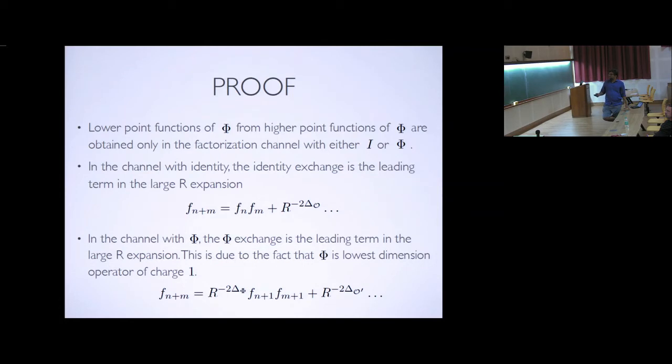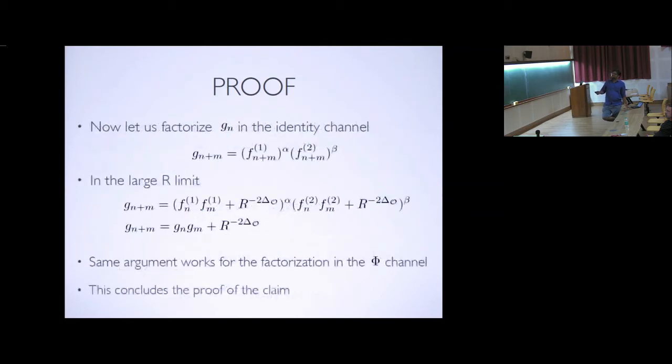Now, just using these properties, that whatever factorized piece appears is the leading piece, you can show that if you take the G of n plus m point function and substitute in here, then G of n plus m gives you Gn times Gm in, let's say, the identity channel, plus some subleading terms. But the point is that in the identity channel, this is factorizing the way one wanted. And similarly for the phi channel, one can argue the same.